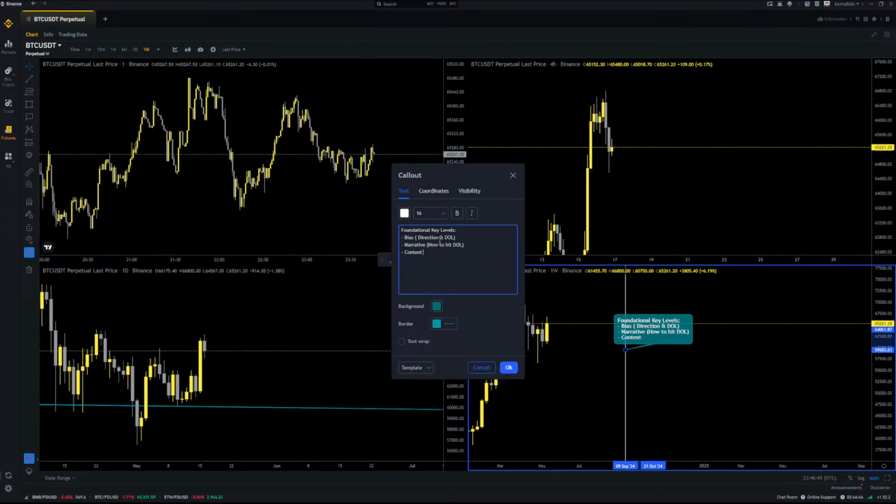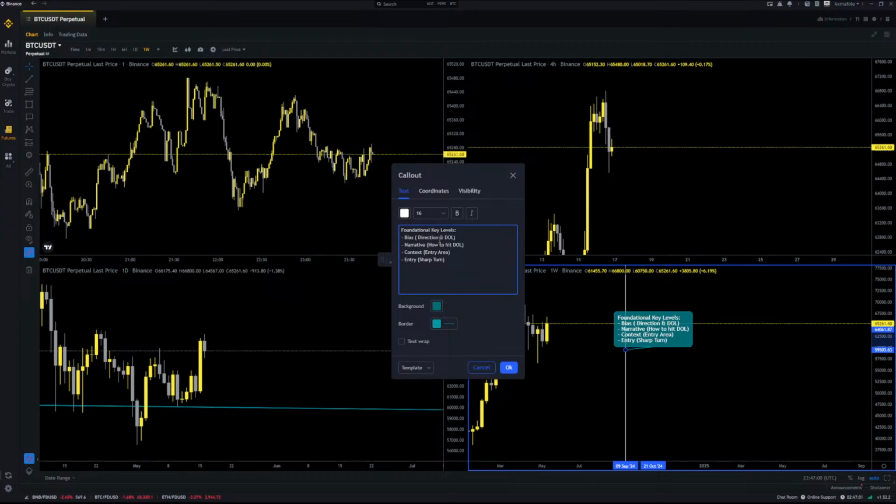Thereafter, I check for my context. This is an entry area. And fourth, I look for my entry, for which I prefer using the sharp turn entry. This is just a reversal entry. Apart from that, the last thing I want to do is risk management, which is 1:2 risk to reward.